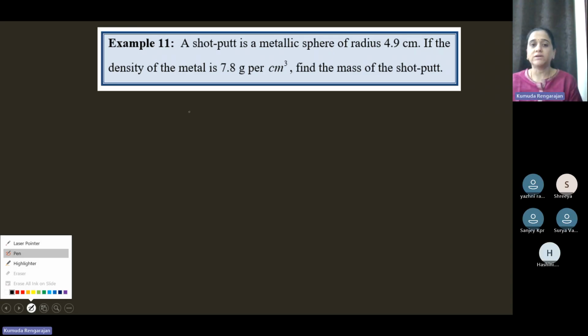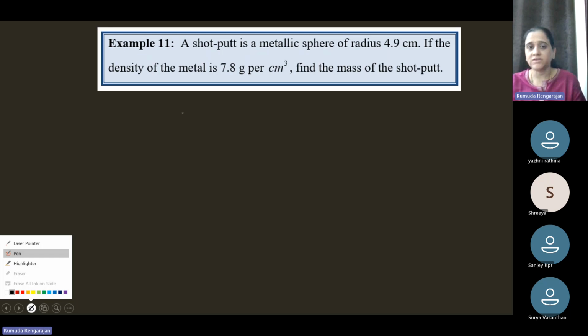A shot put is a metallic sphere. Sphere is a shape, spherical. Metallic, made of metal. A shot put is a metallic sphere of radius 4.9. See, for a sphere, if you're given the radius, you can calculate volume, surface area, everything. You just need the value of r, and that is given to you.